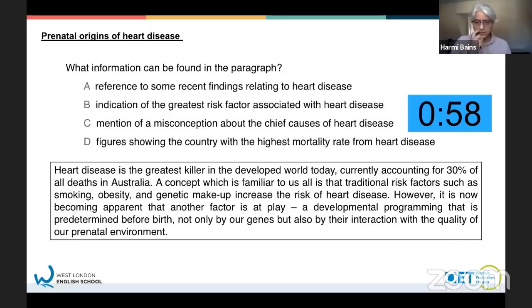Okay, guys, you can see the answer options. You should be able to find the answer directly in the text.